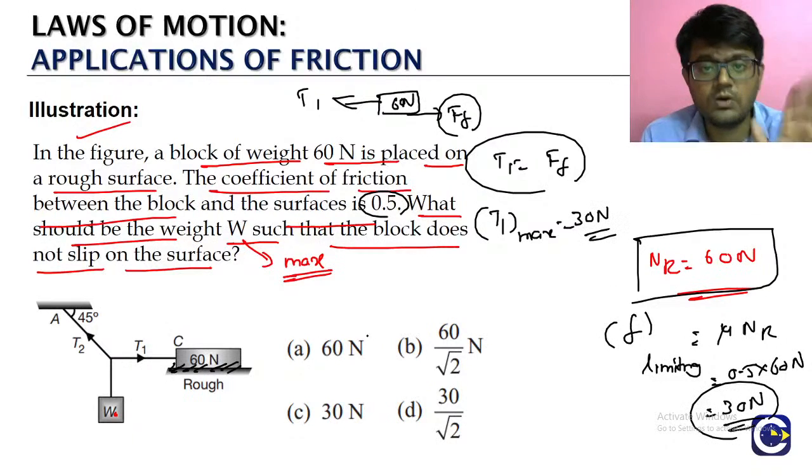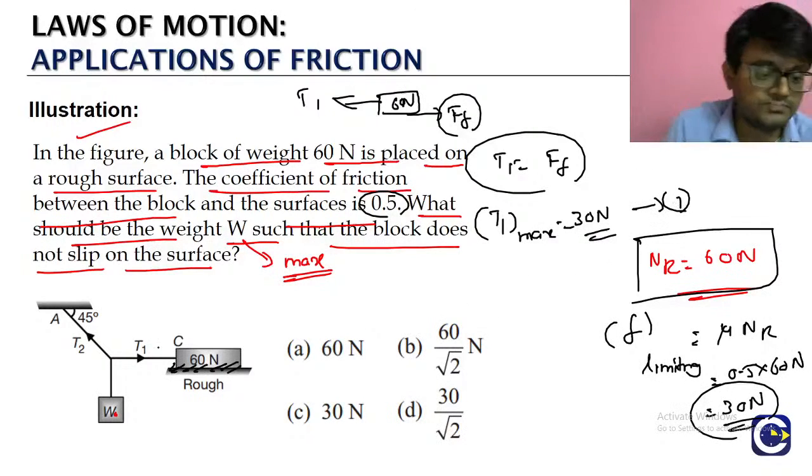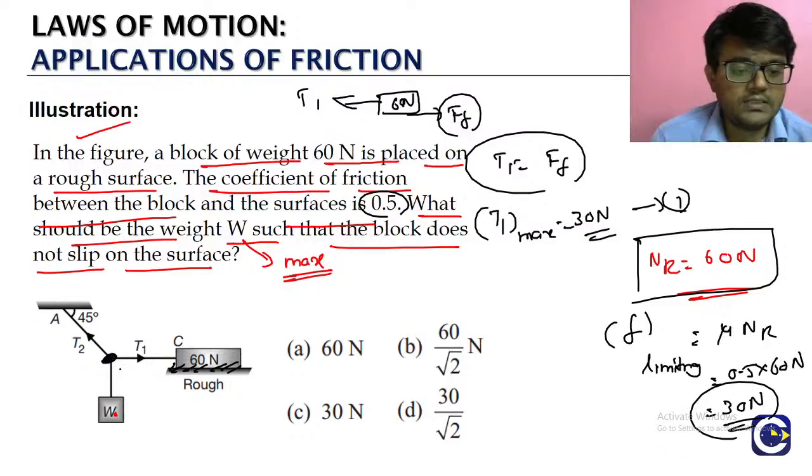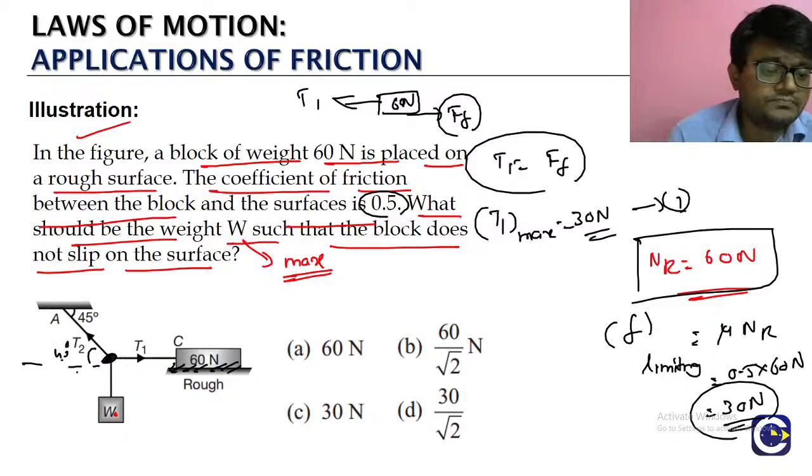This is the maximum allowed value for the T1. Okay, we'll just keep it as equation 1. Now come to this junction point. At the junction point, we have T2 here. Look at this. This angle also will be 45.